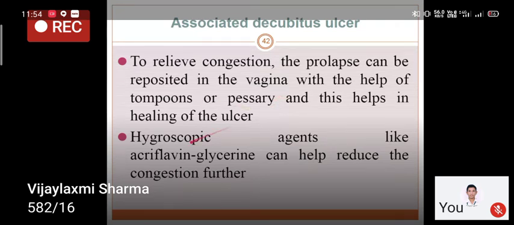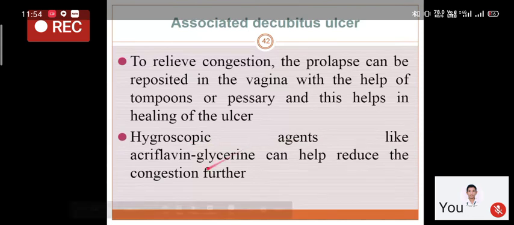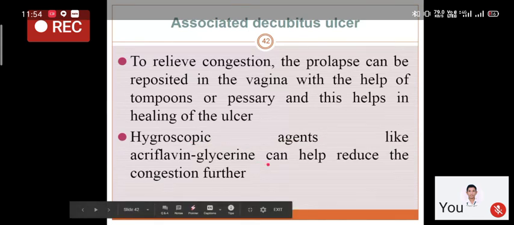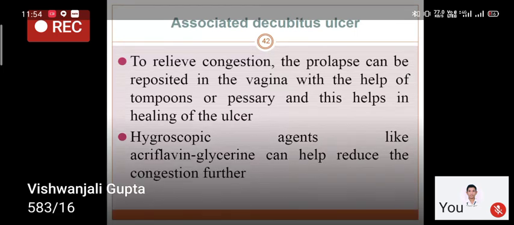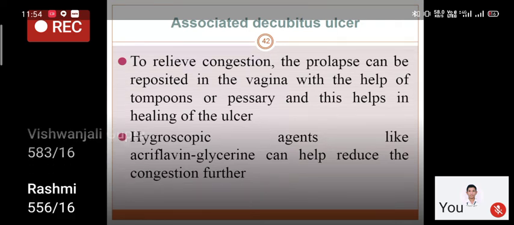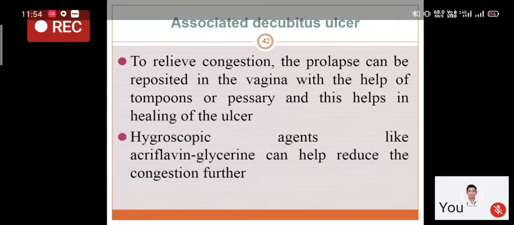Okay, then hygroscopic agents like acriflavine glycerin can be applied to the cervix, the prolapse part, and then you do packing of the vagina. Okay, so this is how you treat the decubitus ulcer. Apply the hygroscopic agent and then pack the vagina for some time. Obviously, this pack has to be changed daily. The patient is advised to change the pack daily and then again apply the pack, and it has to be kept inside for 24 hours maximum. Okay, and change daily for the next 10 to 15 days. This only will cure her decubitus ulcer.